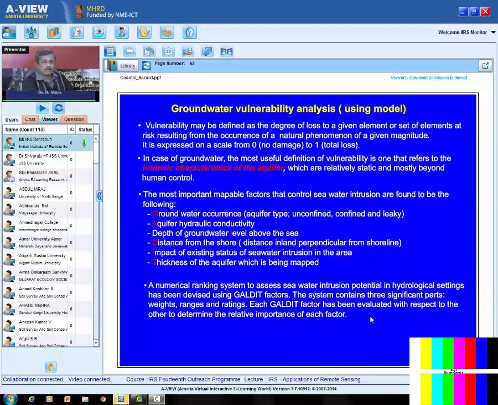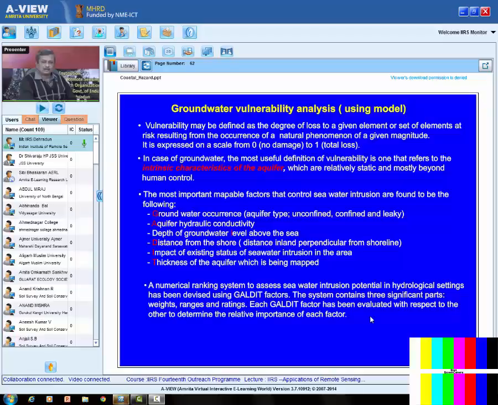important parameter for the conductivity of the saline water inside the aquifer, depth of groundwater level above the sea, distance from the shore, the distance inland particularly from the shoreline, impact of the existing status of saltwater intrusion in the area, and thickness of the aquifer which is being mapped. So taking all these parameters together and their values in different time domains like pre-monsoon season and post-monsoon season, because in the post-monsoon there will be a lot of showers and the scenario will change.